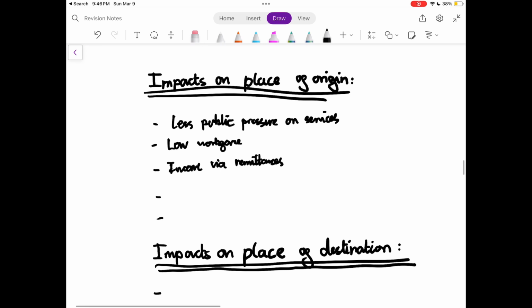And also there may be an aging population, and this is because the youth population will have probably migrated to a different area in order to work and earn income. So this could lead to the population in the origin starting to age. And the last thing is low unemployment, and this is because there is less job competition, so there's a wider variety and availability of jobs for people to take on, so this reduces the unemployment rates.